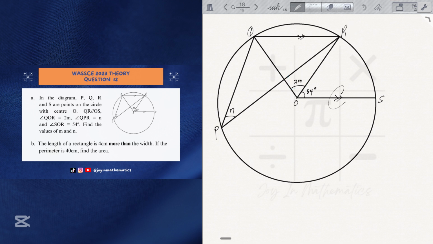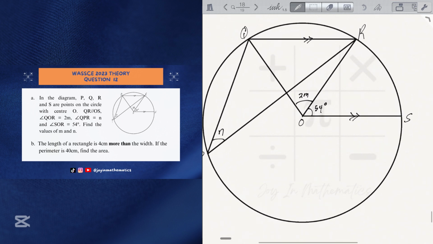Likewise, angle QPR is equal to n. SOR is equal to 54 degrees. We should find the values of m and n. So now let's find the values of m and n. In view of that, how do we proceed?